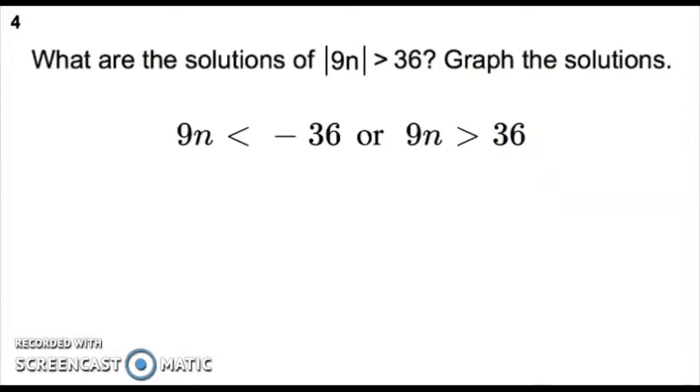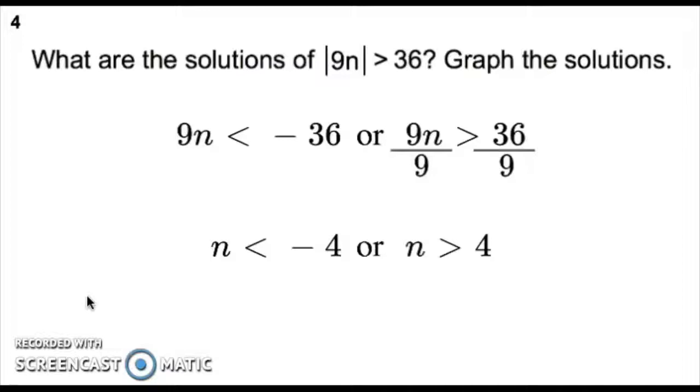Now solve both inequalities. For the first one, divide both sides by 9 and you'll get n is less than negative 4. Now we solve the second one by dividing both sides by 9, and we'll get n is greater than 4. So the solutions are all the values of n less than negative 4, and all the values of n greater than 4. So let's type that in and graph it.